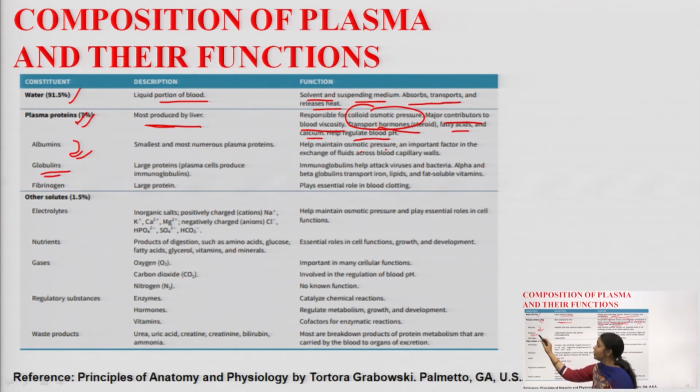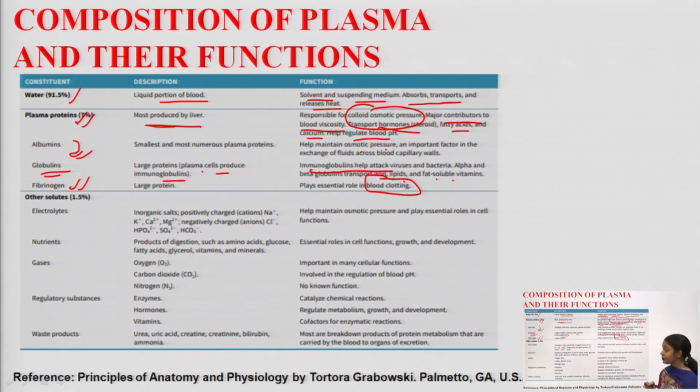The next plasma protein is globulin. This is a large protein, and plasma cells produce the immunoglobulins. Immunoglobulins help attack viruses and bacteria, and alpha and beta globulins transport iron, lipids and fat-soluble vitamins. The next plasma protein is fibrinogen. This is again a large protein and plays an essential role in blood clotting.